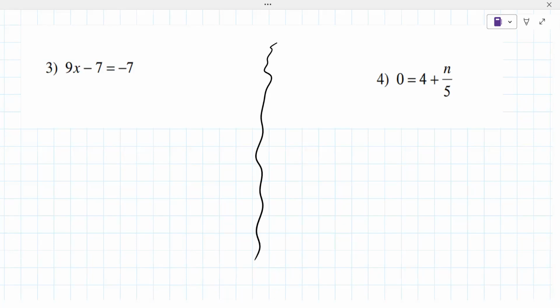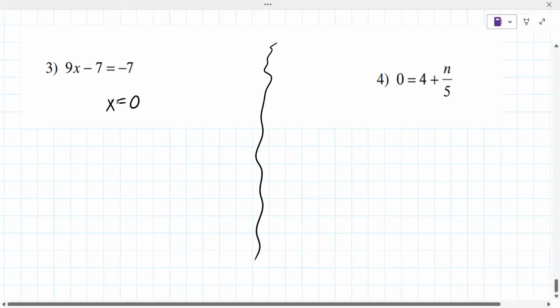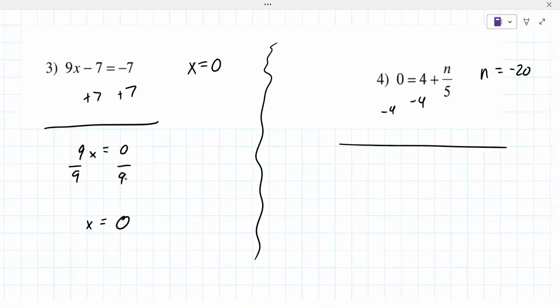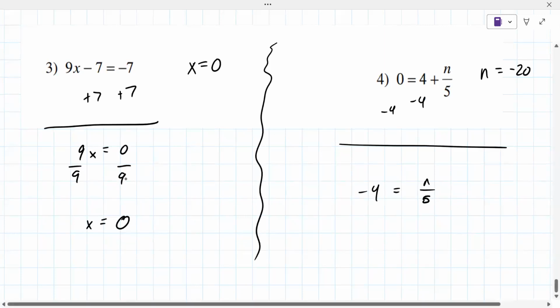Okay, for the first one, I think it's x equals 0, and for the second one, it's -20. All right, so these are both correct. Let me just throw in some steps here in case you want to look at it later. So you add 7 to both sides, 9x equals 0, divide by 9. Division is a sharing problem. You have nothing to share, but 9 people to share it with, so everyone gets nothing. On the left here, you subtract 4, so you get -4 equals n over 5. Multiply both sides by 5, and you get n equals -20, like you said there.